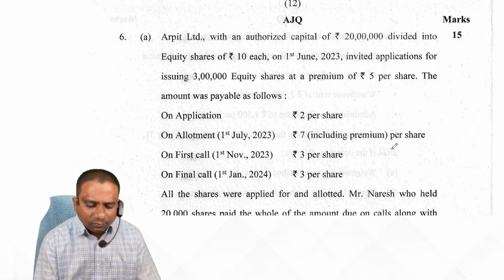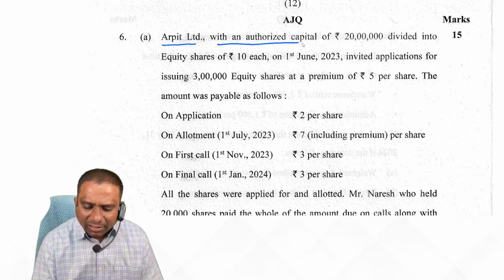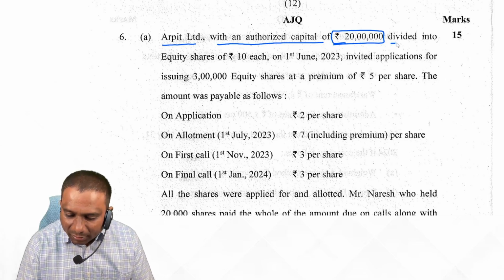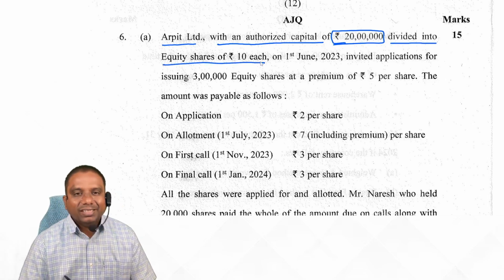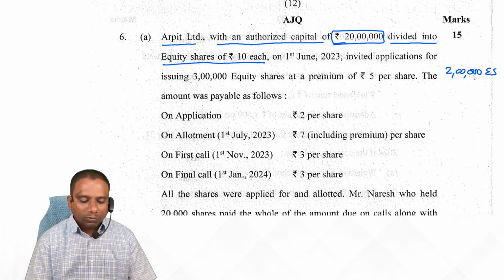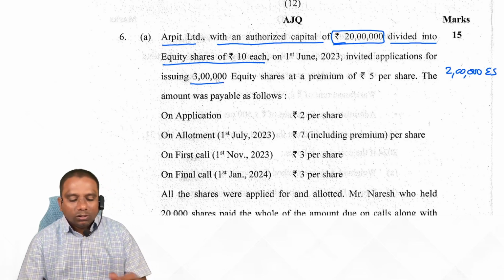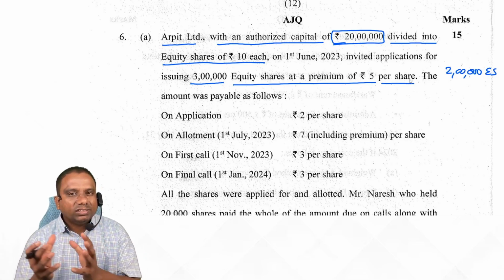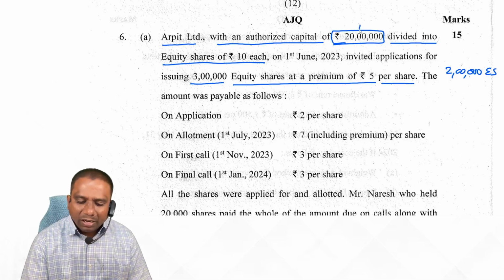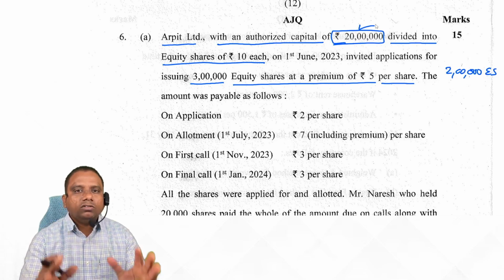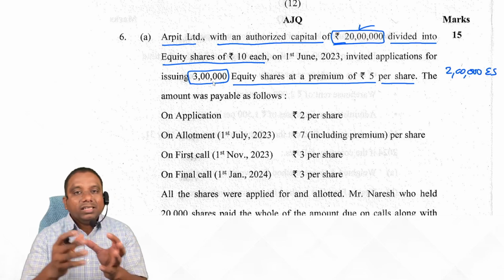That is, Arpit Limited with an authorized capital of 20 lakh divided into equity shares of 10 each. Means how many shares you get? 2 lakh equity shares you get. But in the problem, they have given company issued 3 lakh equity shares at a premium of 5 per share. Here, most of the students they get a confusion. So it may be by mistake, they have given by mistake like this. But you try to solve the problem by taking 3 lakh equity shares.